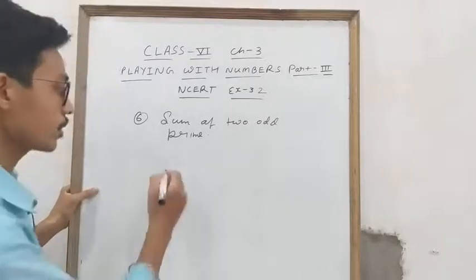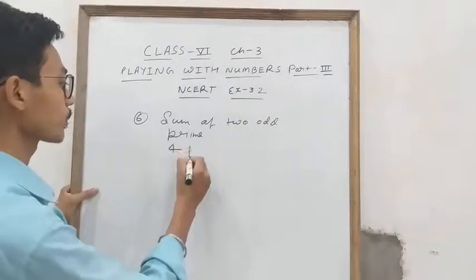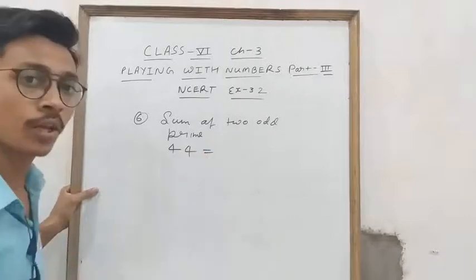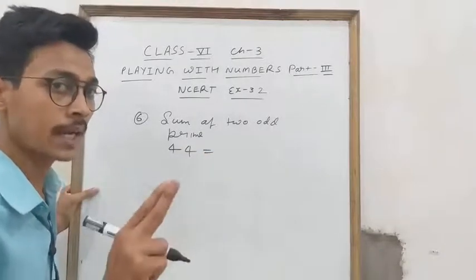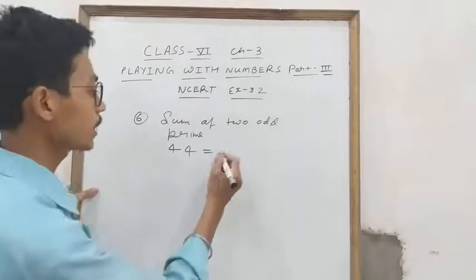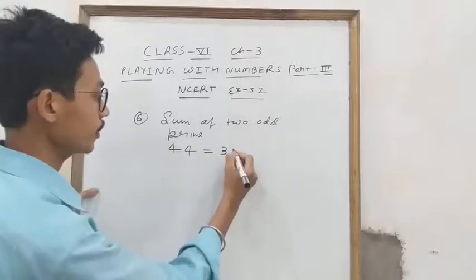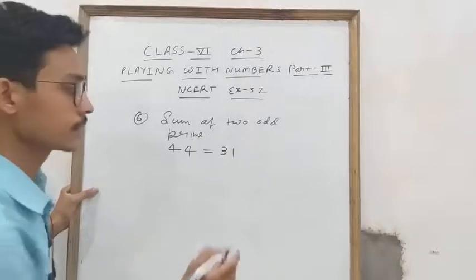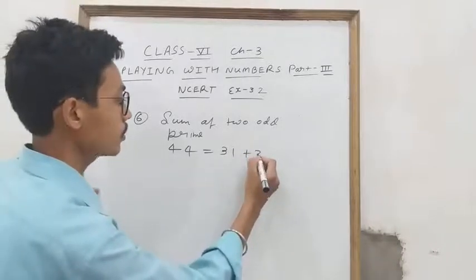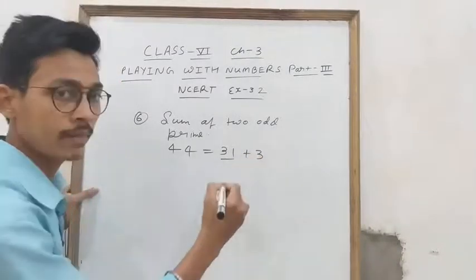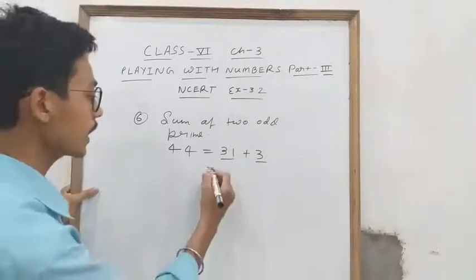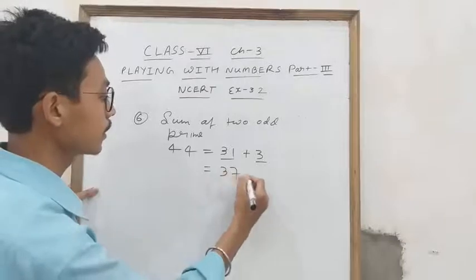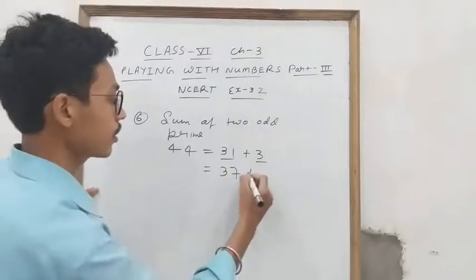The first is given, student: 44. So you have to break the number into two parts such that each number should be odd and prime. So here I can write down 31 plus 13. See, 31 is odd and prime, 13 is odd and prime. Or what you can write down, I think 37 and 7 also I can write down.